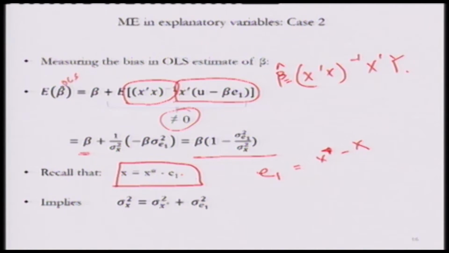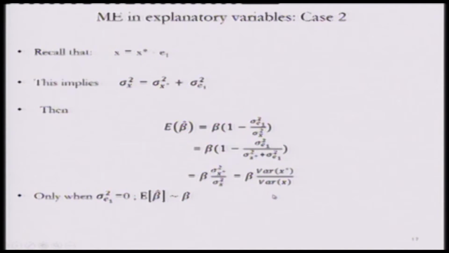If you have this equation over here, this implies that the variance of x is equal to the variance of x star, which is the true value, plus the variance of the measurement error E1. This is of course under the assumption that E1 and x star are not correlated, which is essentially the case 2 assumption, if you remember. Okay. So, this is what we have already done on the previous slide.